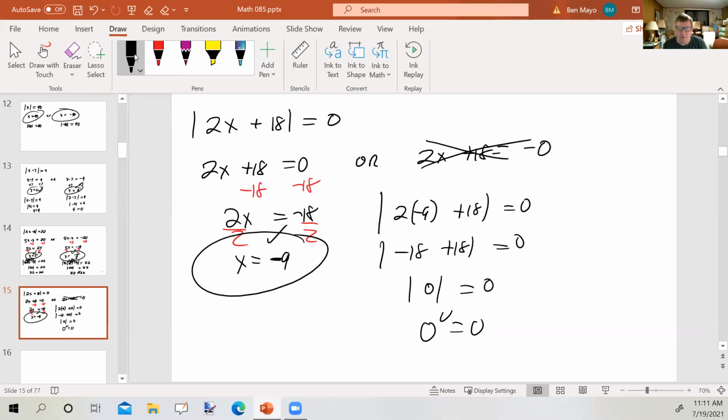So if an absolute value is equal to a positive number, it produces two solution possibilities, two equations. If an absolute value is equal to 0, there's only one unique equation to be solved. All right, let's take a look at another example.